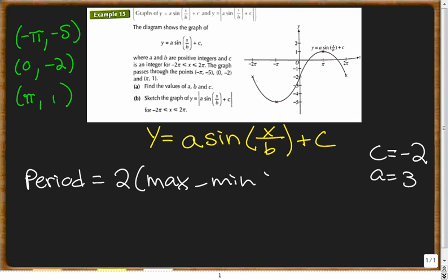This isn't the values of my max and min, but the distance between them. So here I'm at negative pi, here I'm at regular pi. So this would be pi minus negative pi.